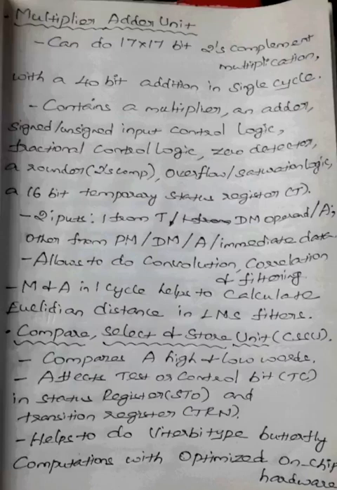And this compare, select and store unit is used to perform Viterbi type butterfly computations with optimized on-chip hardware. With the on-chip hardware available with the C54x digital signal processor, this compare, select and store unit available in the CPU of the processor allows us to perform butterfly computation of Viterbi type. This is about the central processing unit of the C54x architecture. We shall discuss the remaining blocks in future sessions.